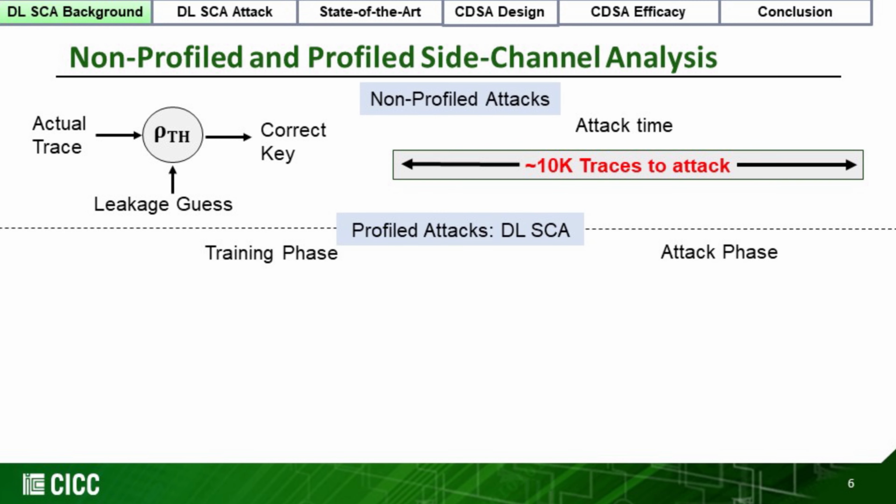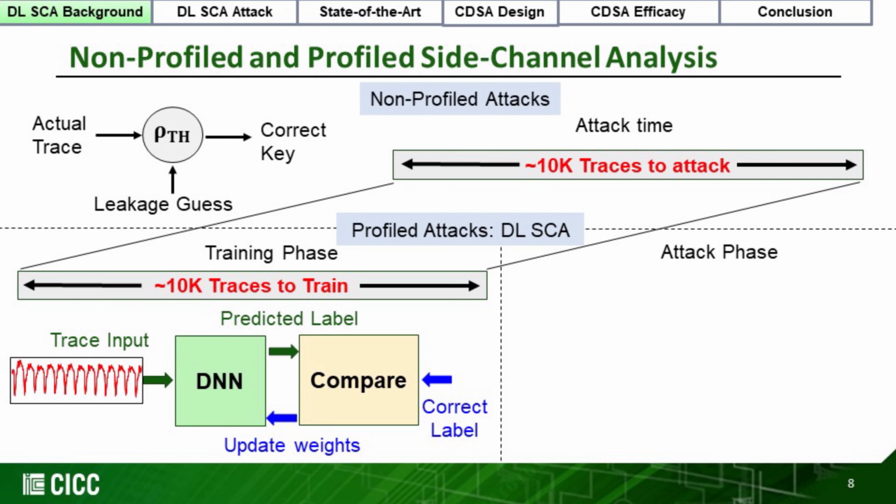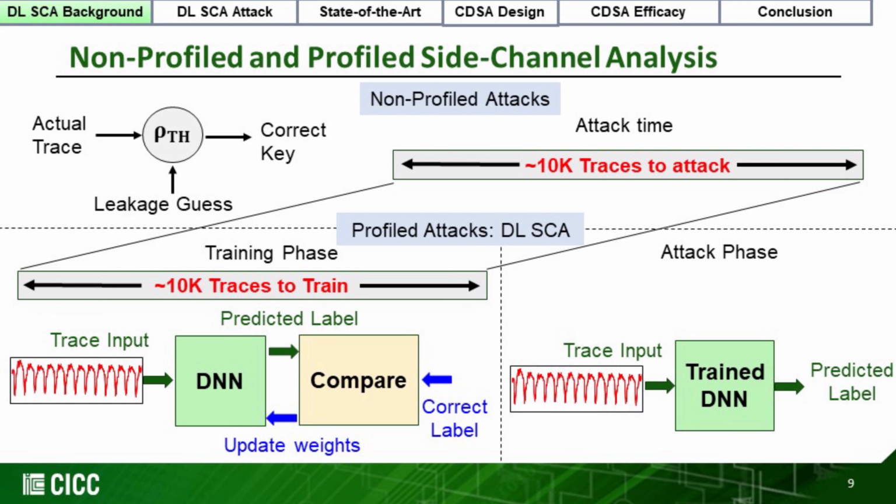On the other hand, profiling attacks are performed in two phases: the training phase, which is also known as profiling, and the attack phase. Deep learning side channel analysis is a type of profiling attack in which a deep neural network is trained using multiple traces. The entire heavy lifting is thus offloaded to the training phase, which happens offline prior to the actual attack. During the attack phase, unseen traces are fed to the trained deep neural network, which then predicts the correct key byte.